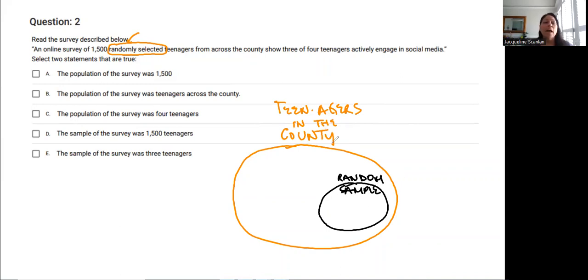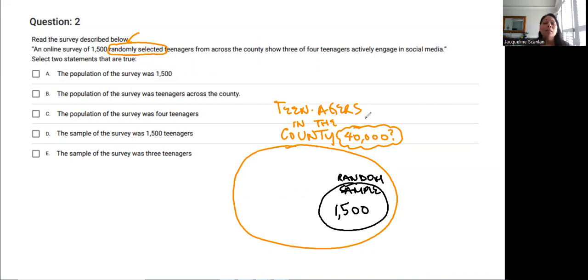All right, and that random sample contains 1,500 teenagers. Maybe in this particular county, let's just say there are 40,000 teenagers or something like that. We're not given this number, but we can make a generalization in our head that that number is going to be pretty large.